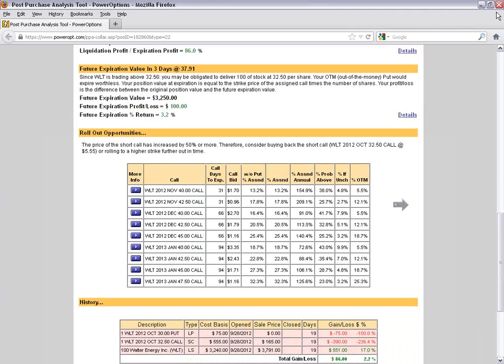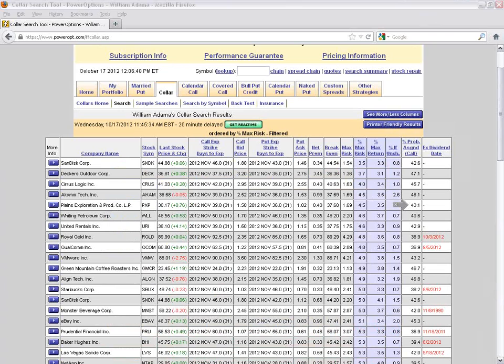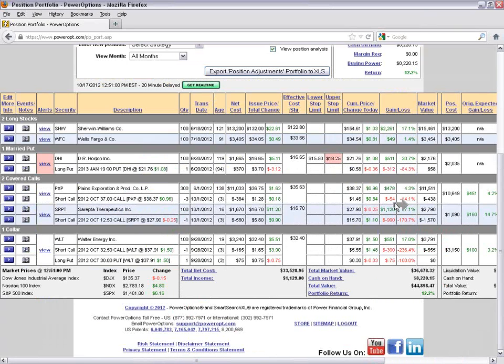Okay, so let's close this down as well. I'm sorry it keeps going back there. But let's analyze something very quickly. I want to roll this collar, and I know kind of what I want to roll to in November. I have it in my mind what I want to do. I didn't see it in the rollout opportunity, so I want to do it manually.